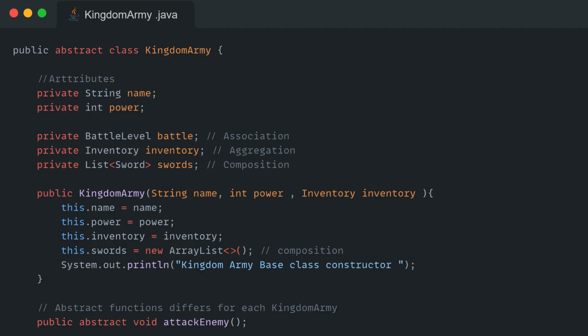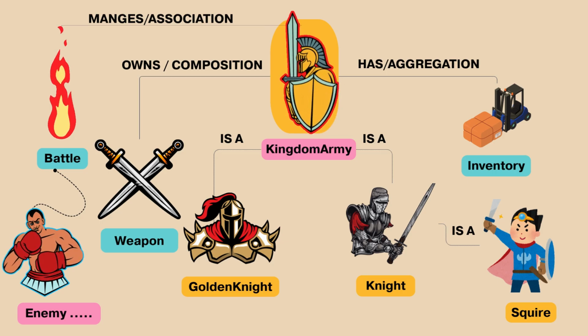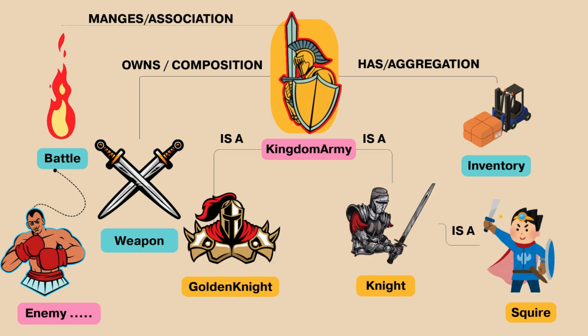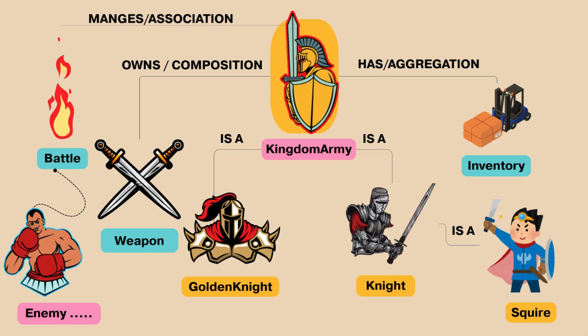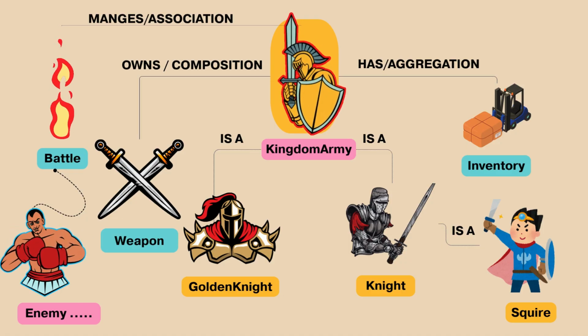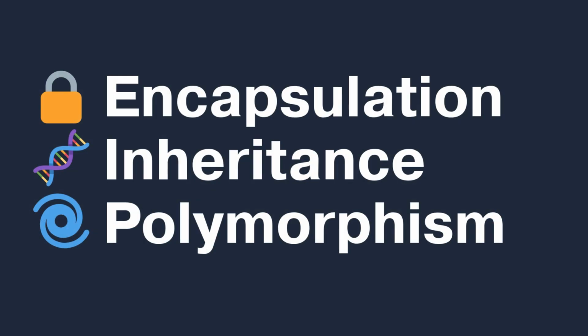Let's look at our base class, Kingdom Army. Every type of soldier inherits from this base class, like Golden Knight, Knight, and even Squire, who is a grandchild of Kingdom Army. But it's not enough to create classes, we need to link them together. That's where the three core principles of OOP come in: encapsulation, inheritance, polymorphism.